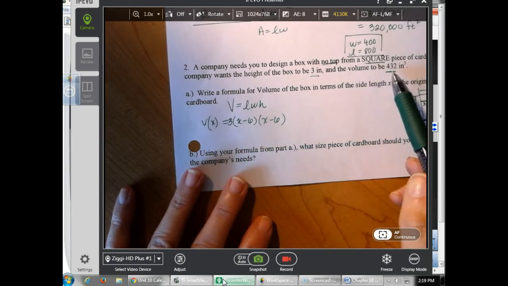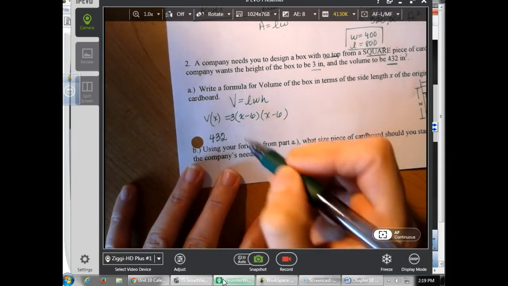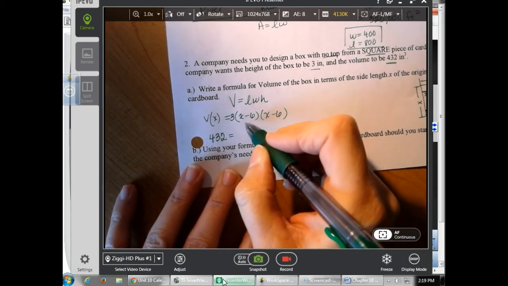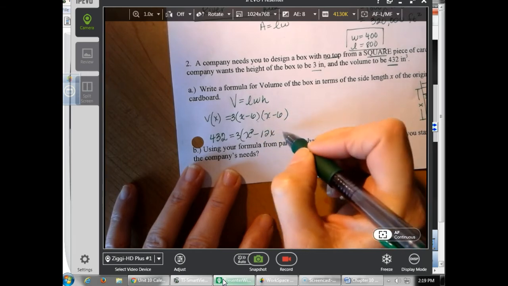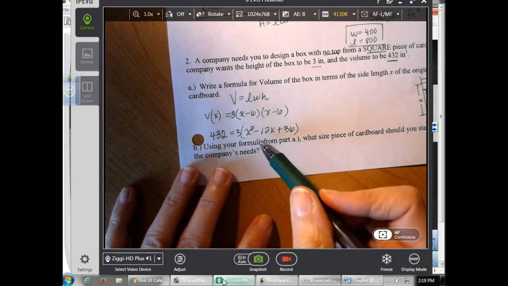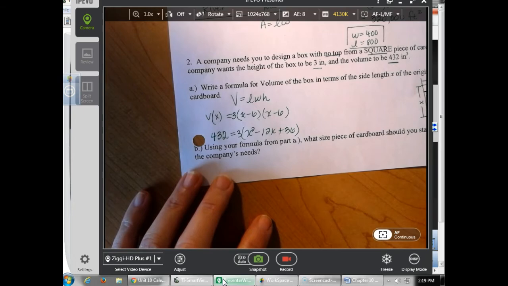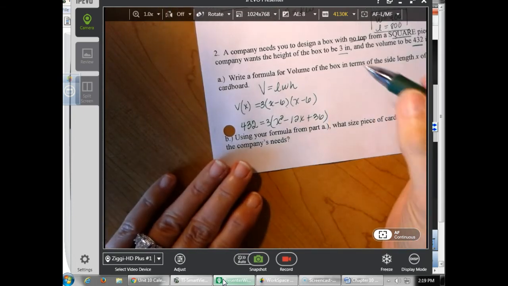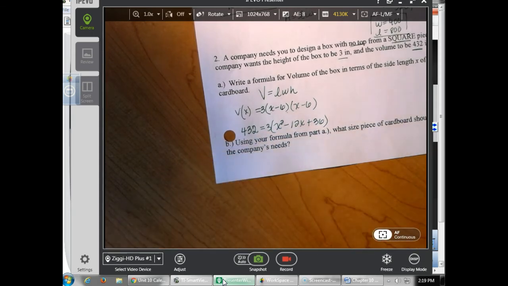But we want the volume to be 432 inches cubed. So I'm going to put that in place for volume, and I could go ahead and distribute this, so it's going to be x squared minus 12x plus 36. Okay, so there's my function. And I basically want to graph this because I'm trying to find out what I need x to be. So I'm going to graph this. Now, to do that in the calculator, I want to subtract 432 over.